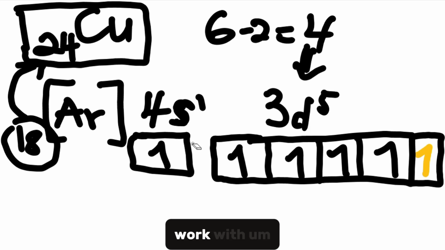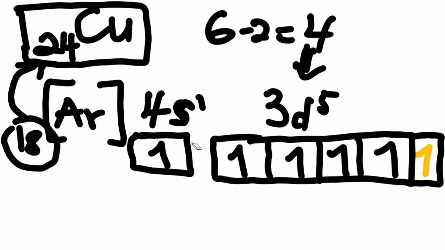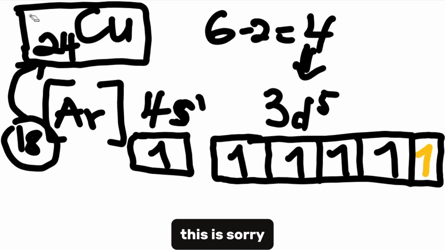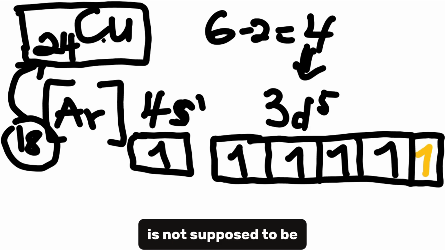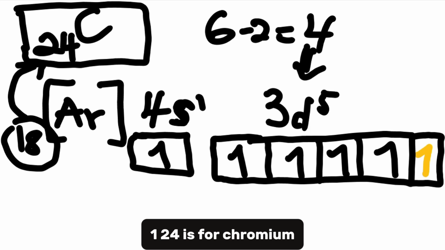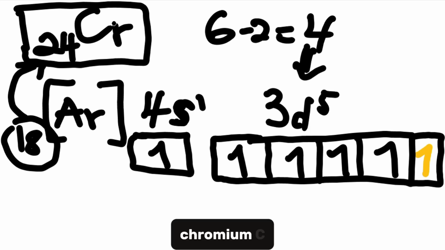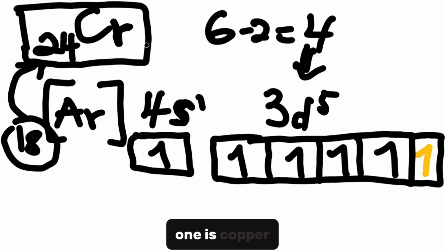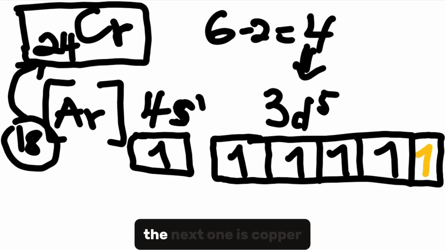So that's how this one also works. It doesn't just work with, sorry, it doesn't come with copper. So let's assume that we get to a point where this is not copper. This is not supposed to be copper. I wanted to mean this one, 24, is for chromium. Chromium, Cr, chromium. And the next one is copper.